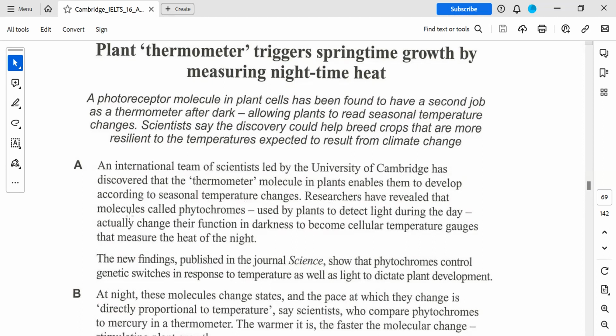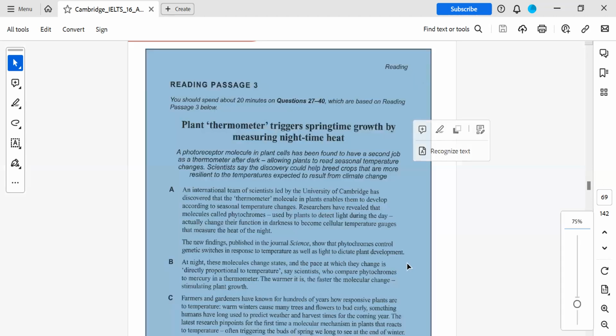Then researchers reveal that molecules, something happens like daylight, something is happening. Don't read unless there's a question. Okay, so they're telling you how this thermometer works in short. New findings, the moment they say new, I imagine 2023. Published in journal Science, I imagine a magazine. Some magazine related information. I'm not going to read it.